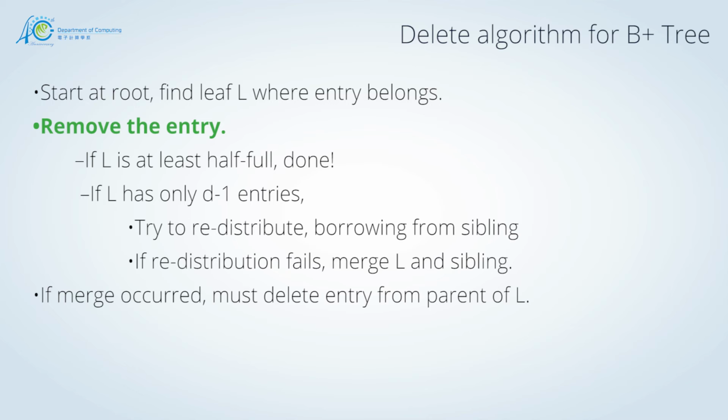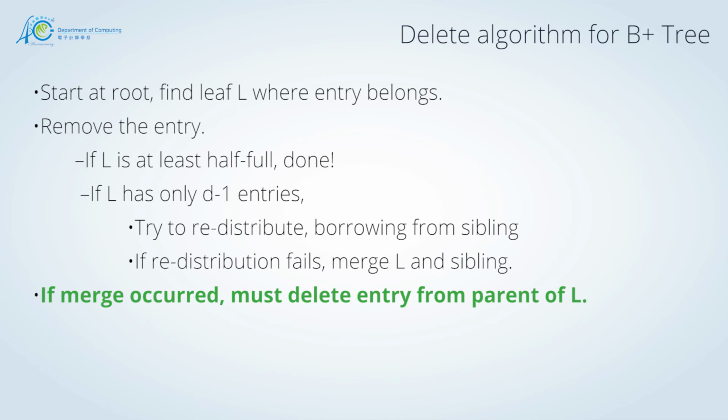Otherwise, if the leaf has only d-1 entries, you should try to redistribute by borrowing from siblings. And if redistribution fails, you should merge the leaf and sibling. If the merge occurs, you must delete the entry which is pointing to the leaf or sibling from the parent of the leaf. When you finish this operation, you can find that it may propagate to the root and decrease the height.